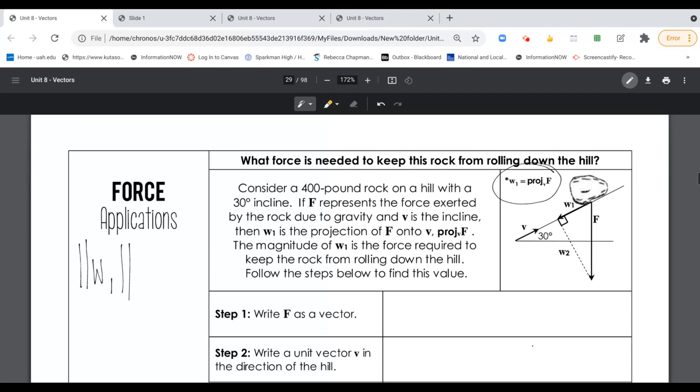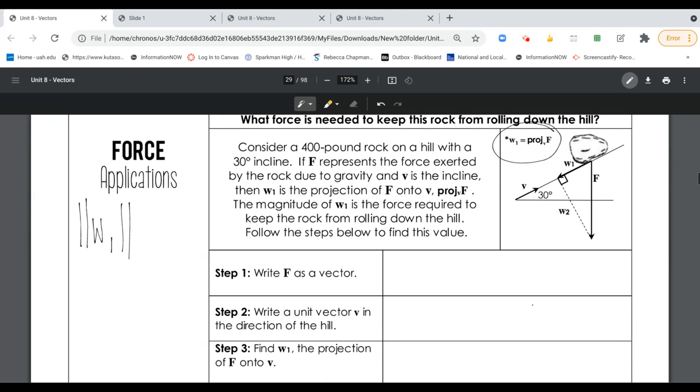Okay? Now, the way this works, for F, we're going to write a vector. Now, if we write a component vector, if you recall, component vectors start at the origin and then they move. So hypothetically, if you had the x and y axis, that force is going straight down the y axis. So that would be 0, negative 400.